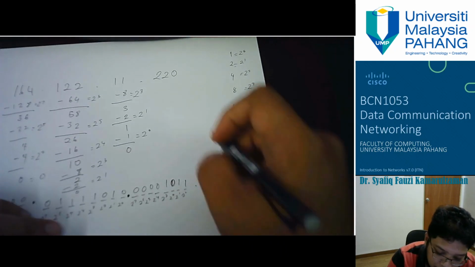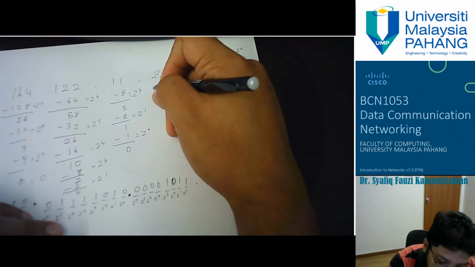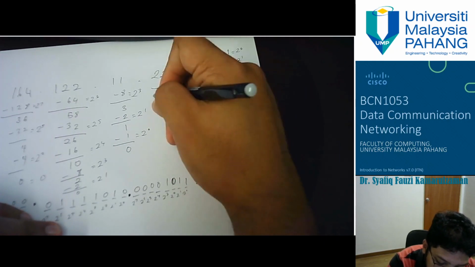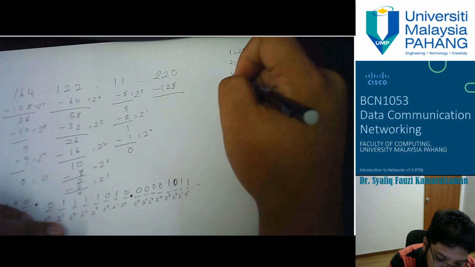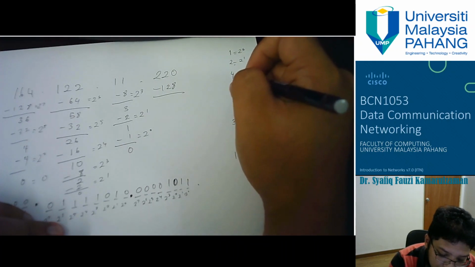Okay, the last one is 220. For 220, the closest power of 2 is 128. Okay, and then you will get the remainder of 92.